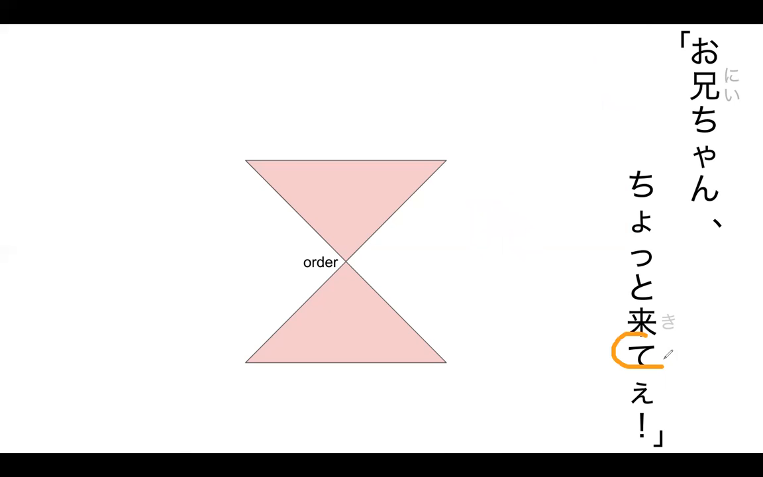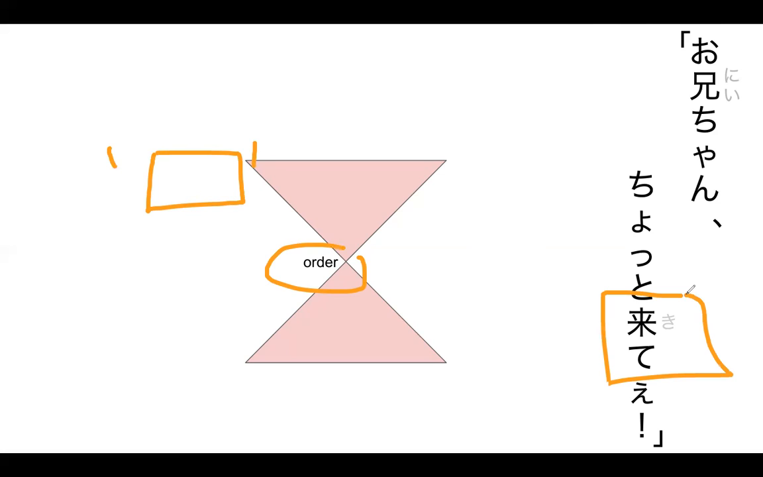So te form without anything behind it, what do you think it means? Te form without anything behind it is an order. You're telling someone to do something. So right here she says, brother, come here. In English, if we just say a verb by itself, it's also an order, like stop. I didn't say please or anything. I just said stop. Japanese is the same thing. If you just say the verb in te form, it is a rude order.